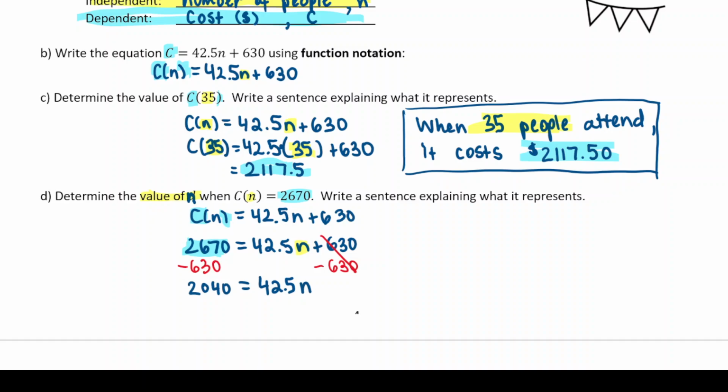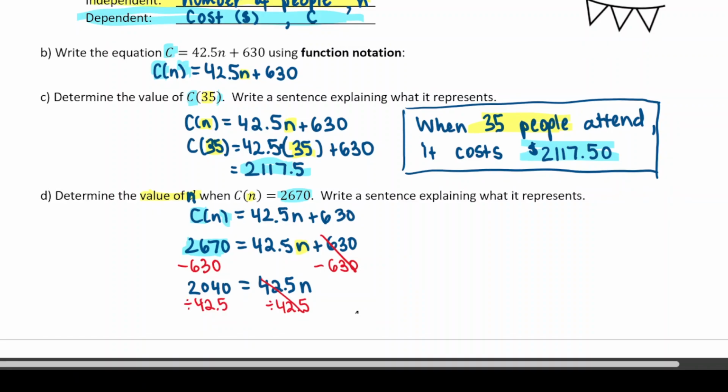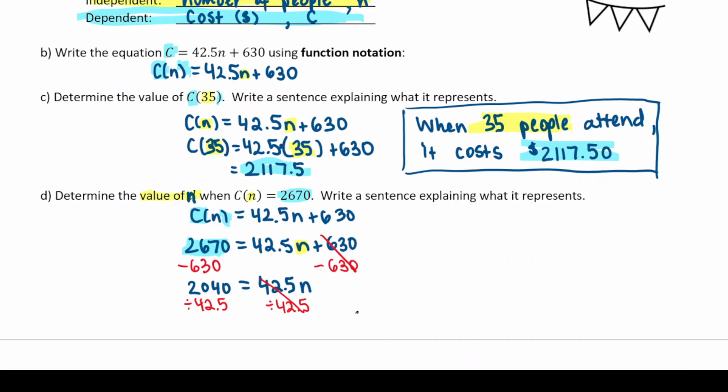And the opposite of this multiplication operation that's happening between the 42.5 and the n is division. So I keep it consistent by doing that division to both sides. That doesn't cancel out on the left side there. There we go. So when I divide 2040 divided by 42.5, I get exactly 48. And on the right-hand side, I just have the n, and that was my goal. I've now found what n equals.